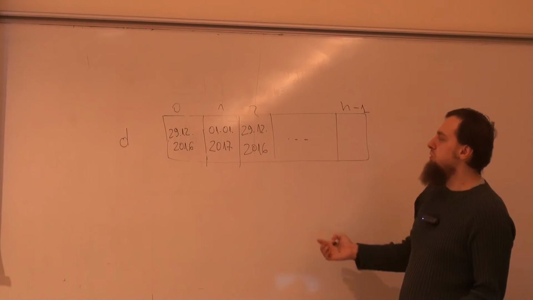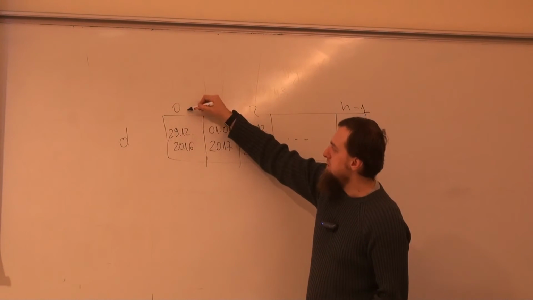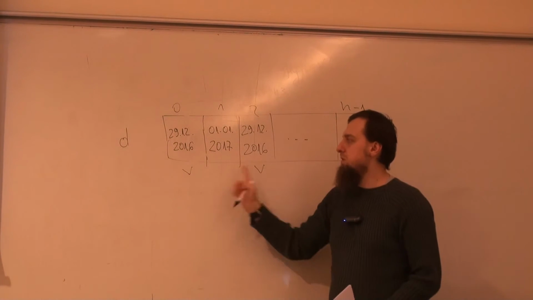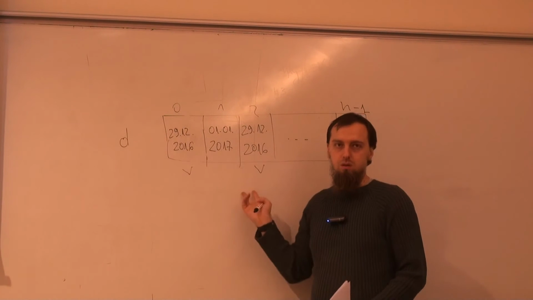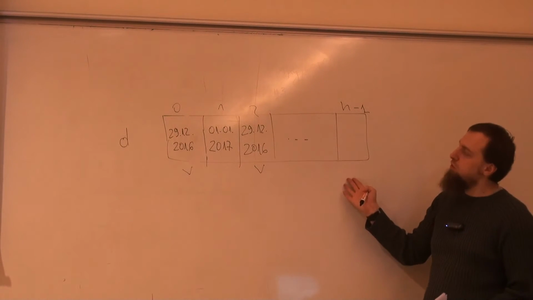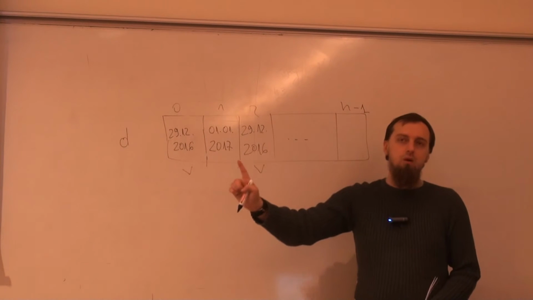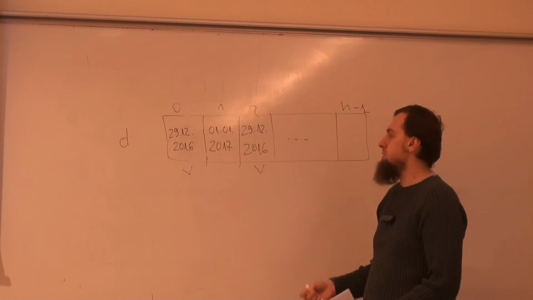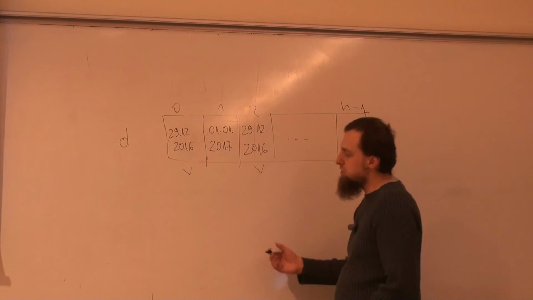So how am I going to do that? For instance, this date here with index 0 and index 2, they are the same. That's why I'm going to count them only once. If I have other 29th of Decembers, I'm going to count them only once. Of course, if it appears only once, I'm counting it only once. So what I'm going to do is the following.